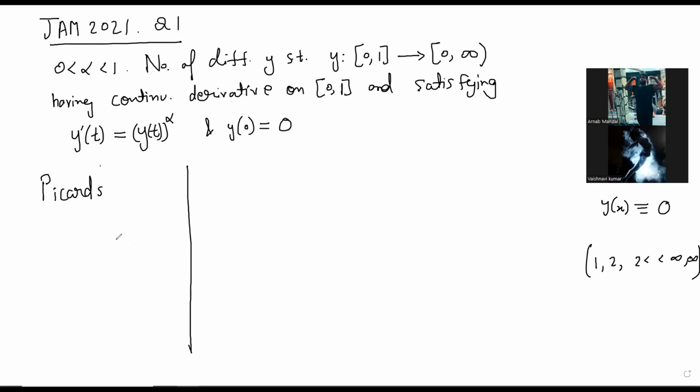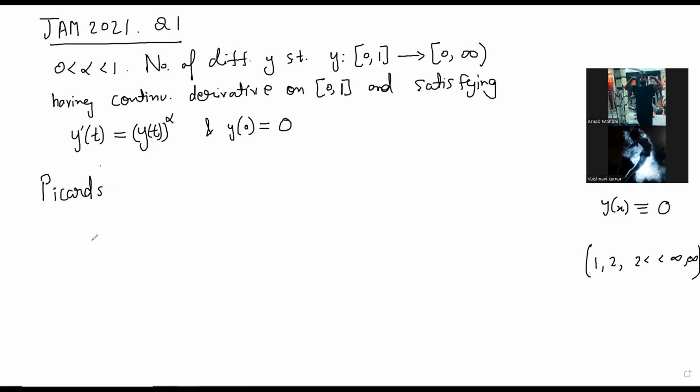I want to say that there is a unique solution, because this is a first order differential equation and the initial condition is given. So there should be a unique solution. But how do I say that? There is a theorem called Picard's theorem or Peano's theorem, one of them.